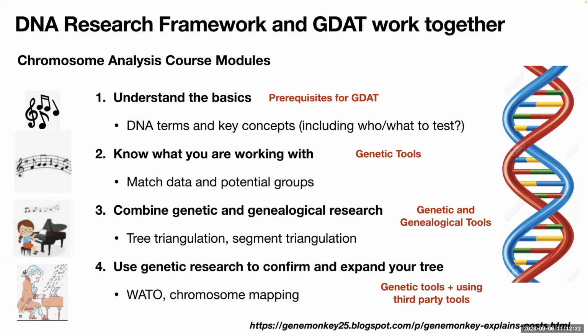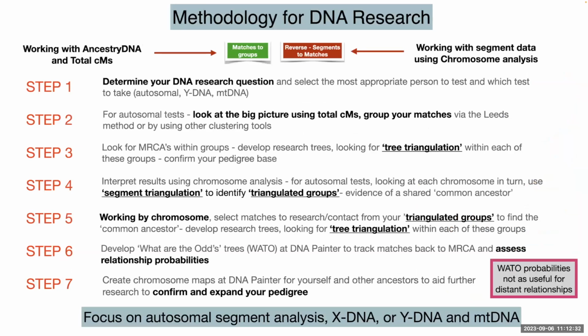So you've got to process it in that way. And back in the chromosome analysis course, we talked about the methodology for DNA research, and the same applies when you're using GDAT. Really, you're looking at over at Ancestry DNA, you start with looking at matches at the total centimorgan level, so that you're getting all your high-level matches slotted into your tree. And then when we're working with chromosome analysis, we're working from the segments to the matches, and GDAT helps you to do that.